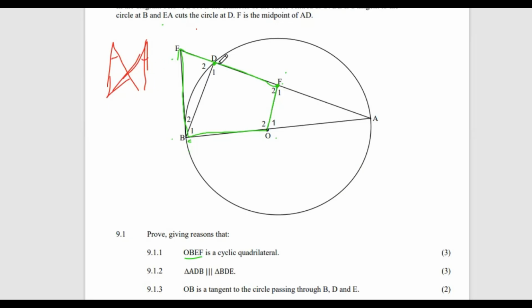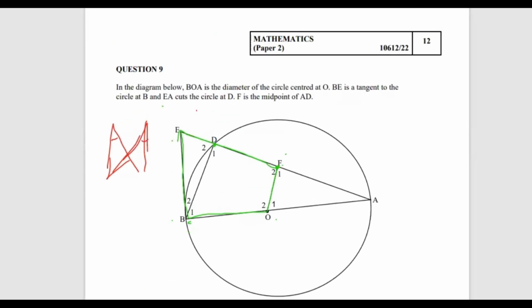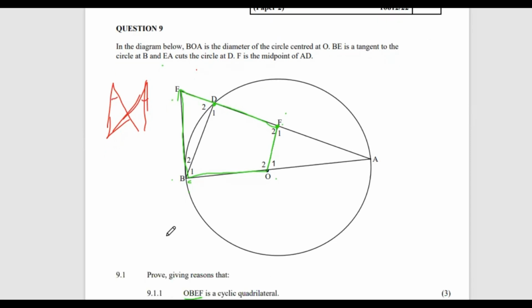Okay, so where do we start from? OBEF. What do people see? What do people think? Is there anything they give us? We only have a tangent. Yes, just a tangent. If it's a tangent, we know that this is going to be a 90 degrees because of the tangent-radius.